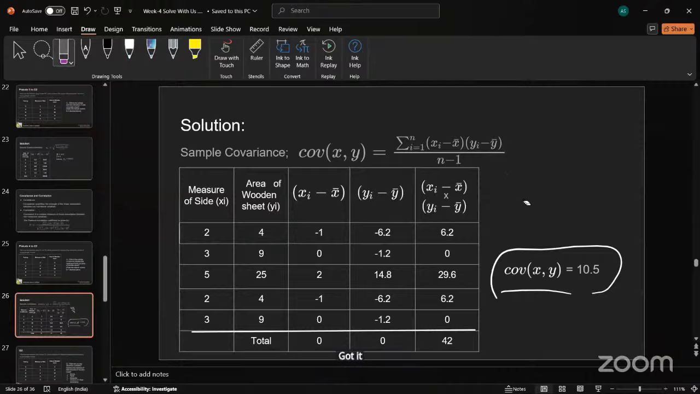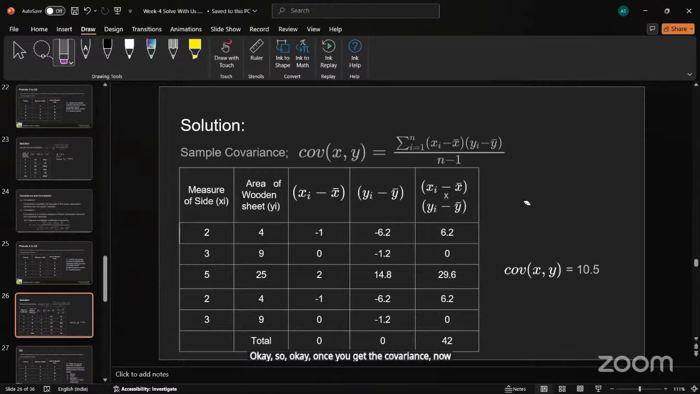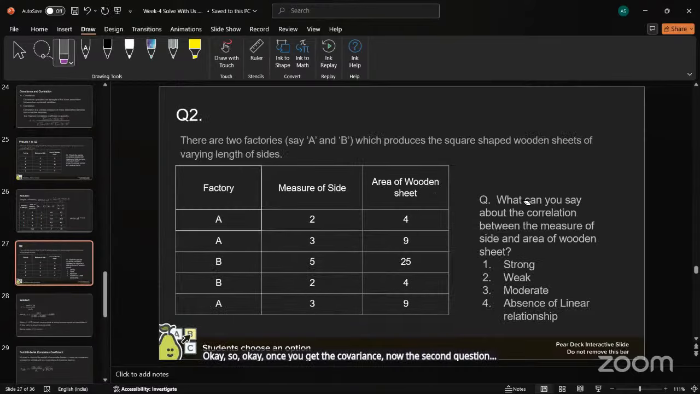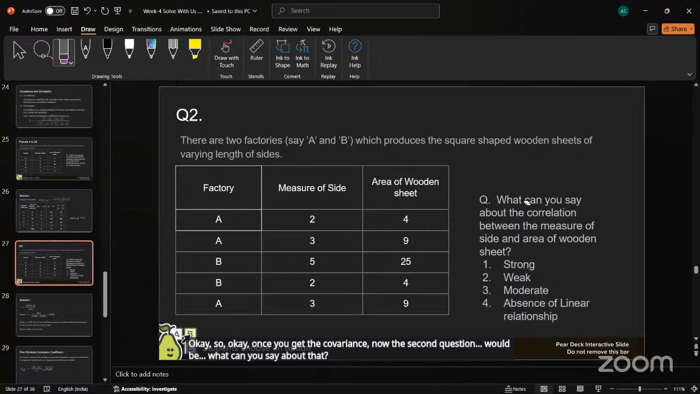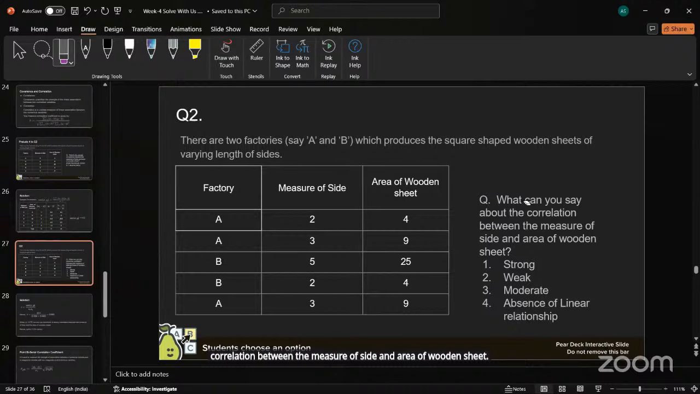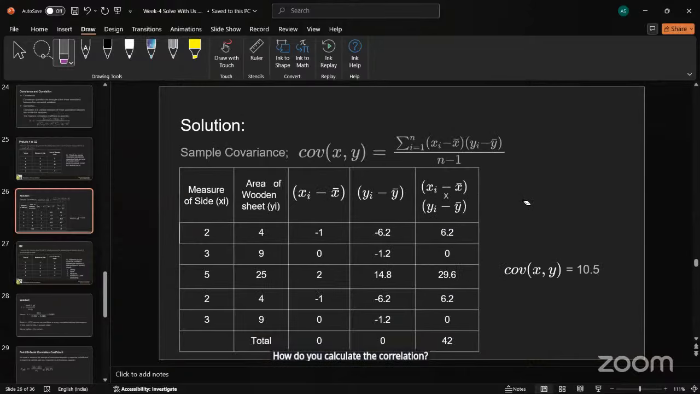Got it. So once you get the covariance, now the second question would be, what can you say about the correlation between the measure of side and area of wooden sheet? How do you calculate the correlation? You have the covariance. Now what you need to do is calculate the standard deviation of x, right? And you need to calculate the standard deviation of y.